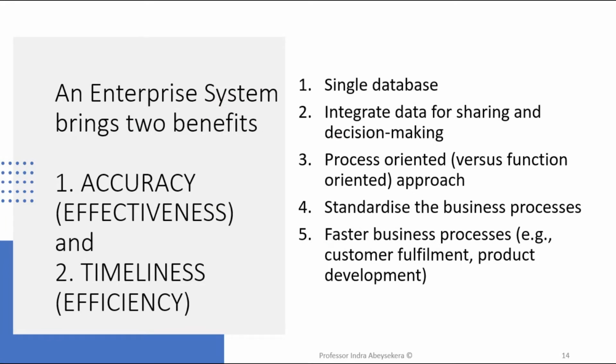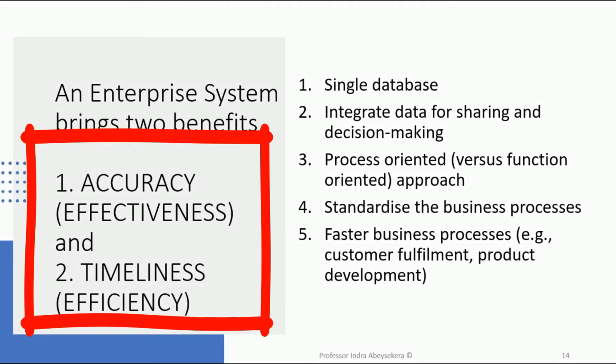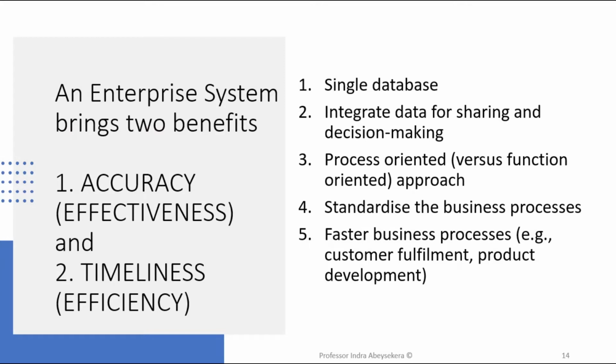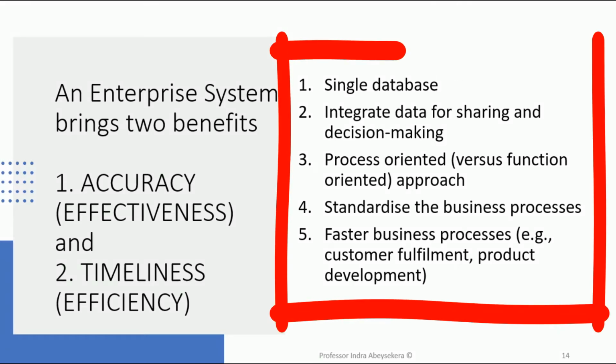An enterprise system brings 2 benefits. These 2 benefits are accuracy, and that accuracy leads to effective functioning. And second is timeliness. Timeliness leads to efficiency. An enterprise system brings these 2 benefits by having a single database. All this data that's collected is in one place. Because they are in one place, in a central database, they can be integrated and shared to make decisions by relevant parties.